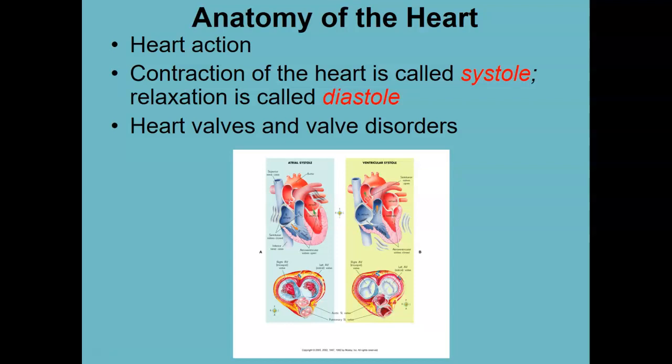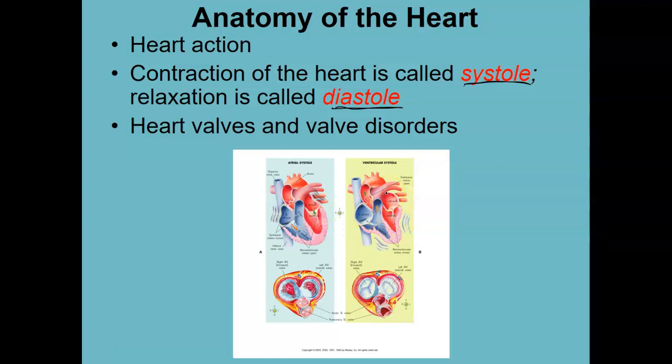Okay, so let's talk about the heart action, how the heart contracts. Systole is the contraction of the heart. Diastole is the relaxation of the heart. What's interesting is the atria and the ventricles swap off, or rotate, how systole and diastole work in the heart. As the atria are contracting, or undergoing systole, the ventricles are in diastole. And vice versa. When the ventricles contract and are undergoing ventricular systole, the atria are undergoing atrial diastole.